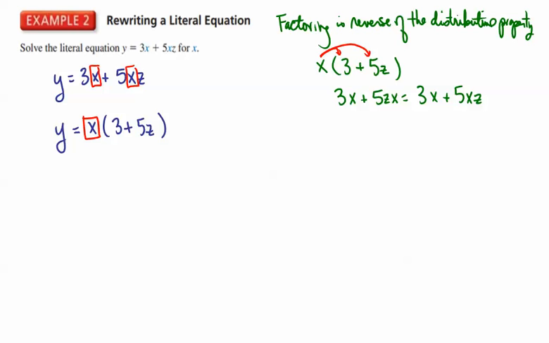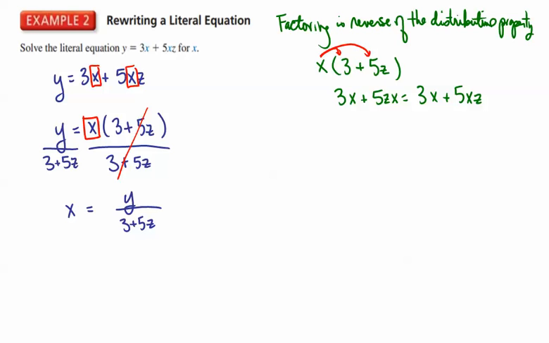All right, at this point, we have made the x a factor, and so we can simply divide both sides by 3 plus 5z. Now when we do that, we can rewrite with the x on this side. Of course, the 3 plus 5z's cancel on the right side, and we end up with x is equal to y over 3 plus 5z.